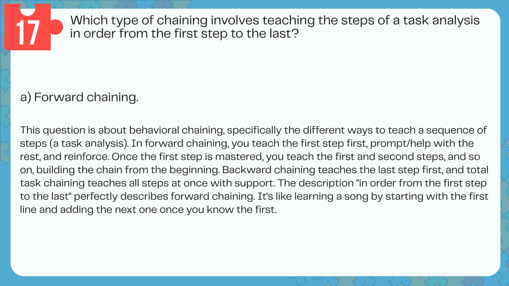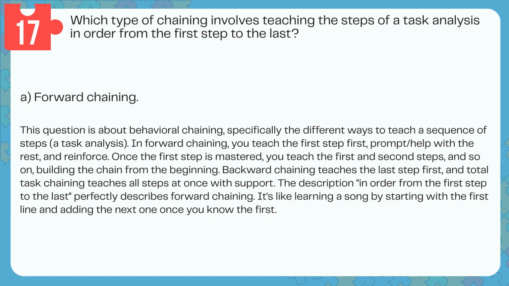Answer: A. Forward chaining. This question is about behavioral chaining, specifically the different ways to teach a sequence of steps, a task analysis. In forward chaining, you teach the first step first, prompt/help with the rest, and reinforce. Once the first step is mastered, you teach the first and second steps, and so on, building the chain from the beginning. Backward chaining teaches the last step first, and total task chaining teaches all steps at once with support. The description in order from the first step to the last perfectly describes forward chaining.